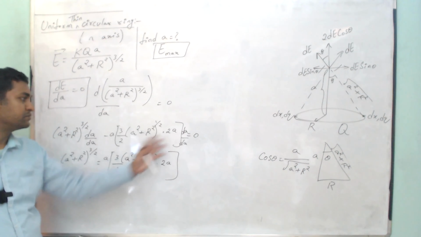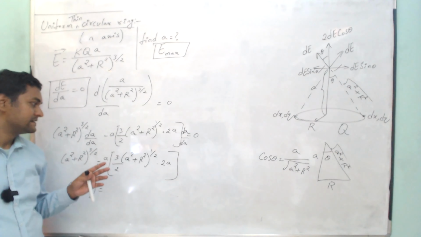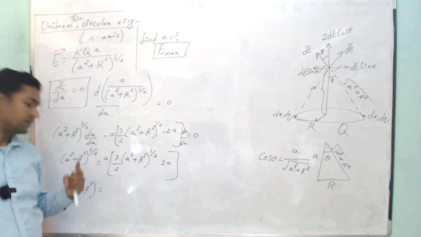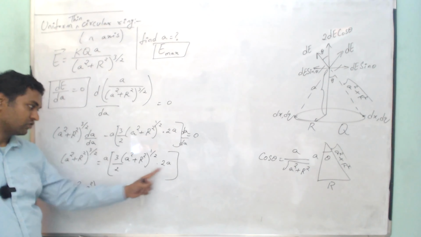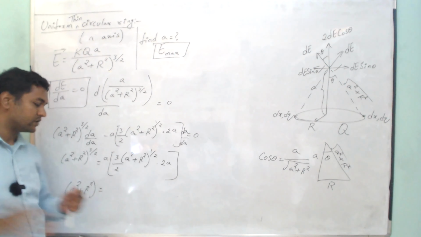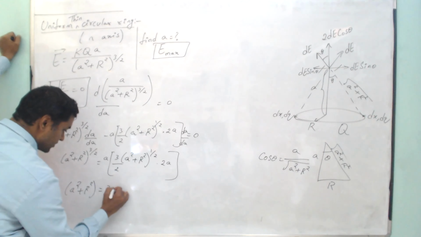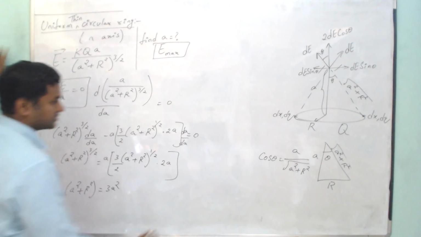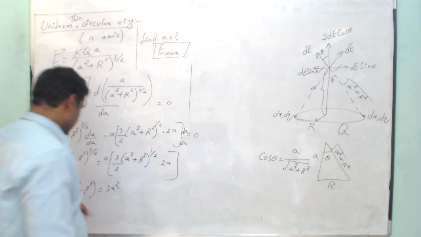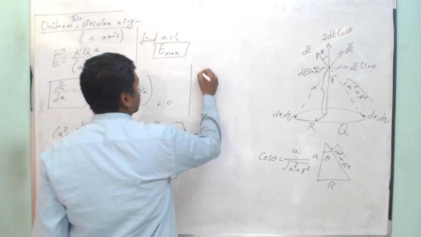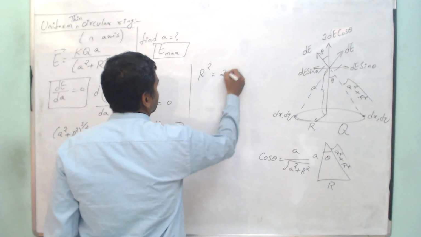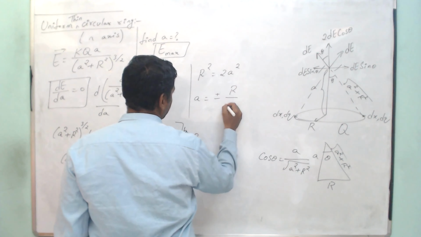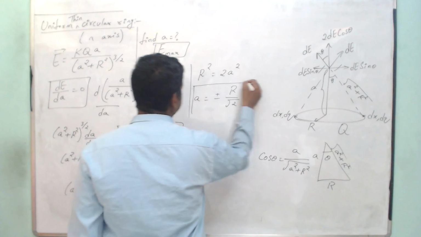So I just took this term to the right hand side. The square root of a square plus r square, if you cancel it with this, becomes whole to the power 1. 2 and 2 will get cancelled. Here I'll have 3a square. So a square and 3a square will become 2a square over here. So r square is equal to 2a square. Therefore, I can write a is equal to plus or minus r by root 2. Is this clear?